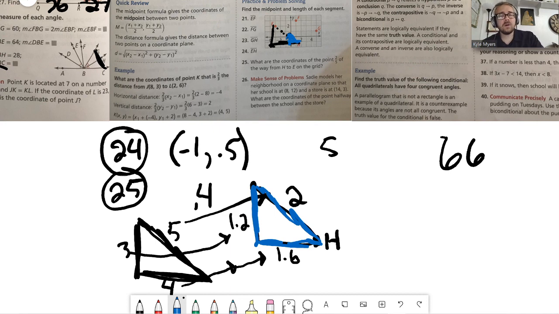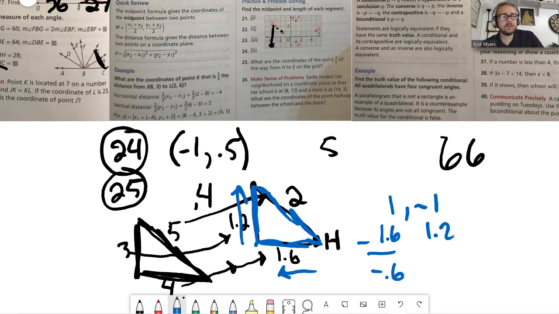Well, okay, so I know H is at, let me erase some of this stuff. I know H is at 1 comma negative 1. And then I need to go left by 1.6, which means I need to subtract 1.6. So 1 minus 1.6 would be negative 0.6. And then I need to go up by 1.2. So I need to add 1.2. Well, if I add 1.2 to negative 1, that's the same thing as 1.2 minus 1, which is 0.2. So I get this as my answer.